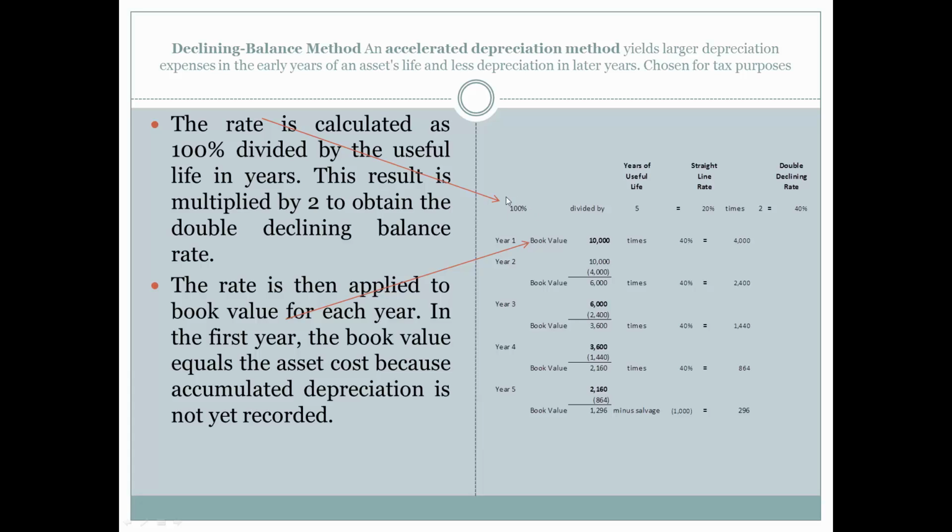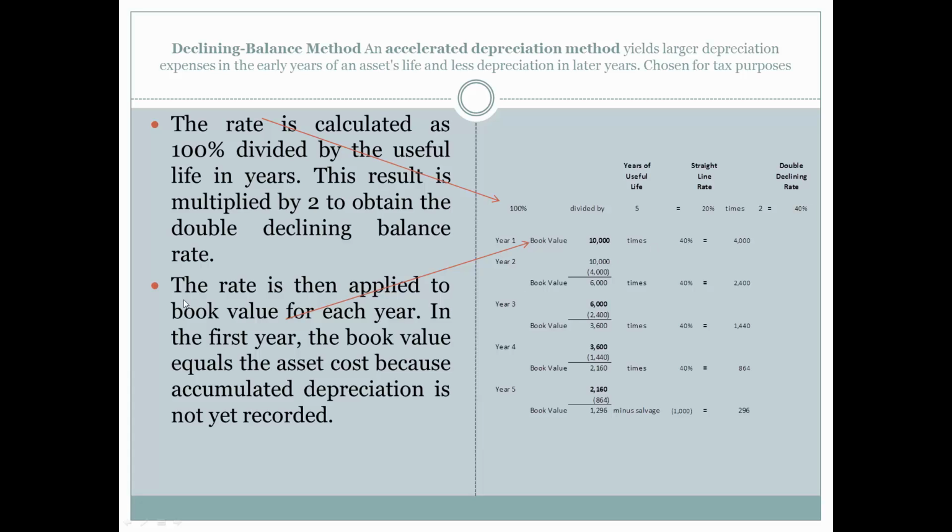So let's look at that. So we always take 100%. We're going to divide it by the years of the asset's useful life. And in this instance, every time we calculate it for both homework as well as your test, it'll always be based on the useful life in years. Then that yields 20%, which is called the straight line. Then we'll multiply that by 2, and that'll give us the double declining balance rate.